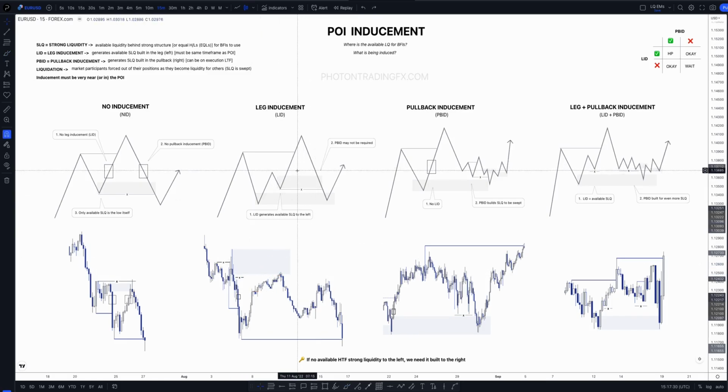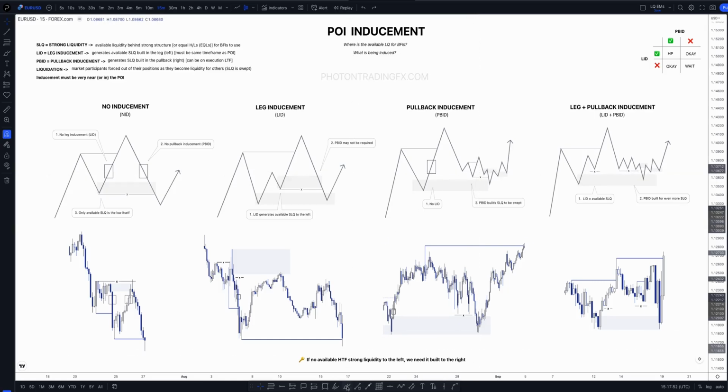Now again, just want to keep saying this is not 100% foolproof thing. There will be times where there's no inducement here, no pullback inducement, and it will go, okay? So it's just part of the game. So here, no inducement to the left, no inducement to the right. Here we have it to the left only. Here, there's none, we have it on the right only, right? So there's none on the left, there's no leg inducement, there's only pullback inducement.